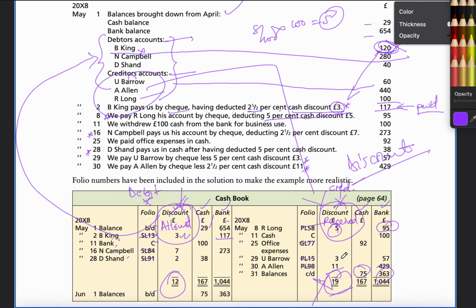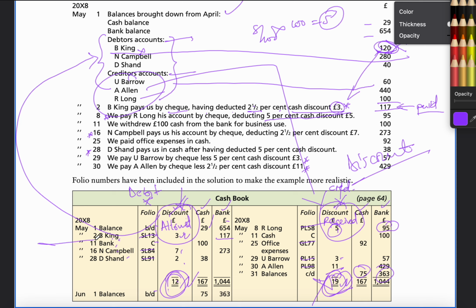Discount 5 plus 3, 8, plus 11, that's 19, that's what we have. We have 3 plus 7, that's 10, plus 2, that's 12, that's what we have. So we don't care if these amounts are different because they are in the discount column part. I hope that made sense. If you have any question again about how to prepare a three-column cash book, go ahead and touch base with me so that I will assist you.